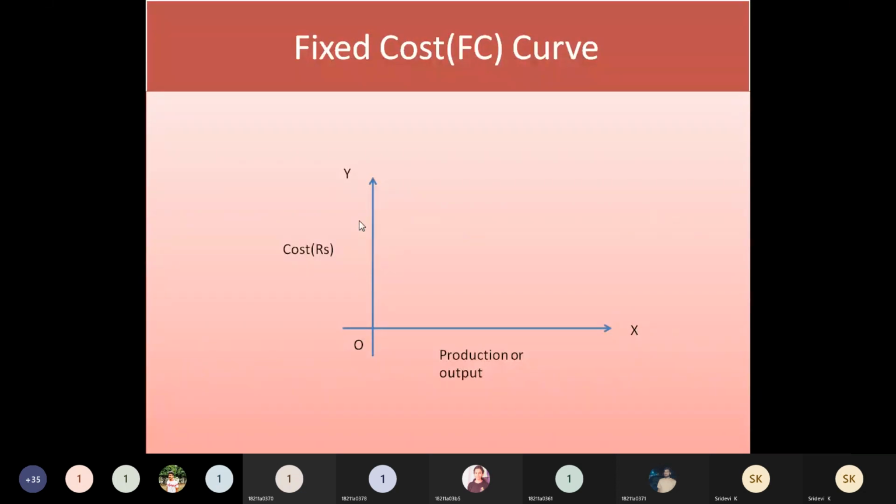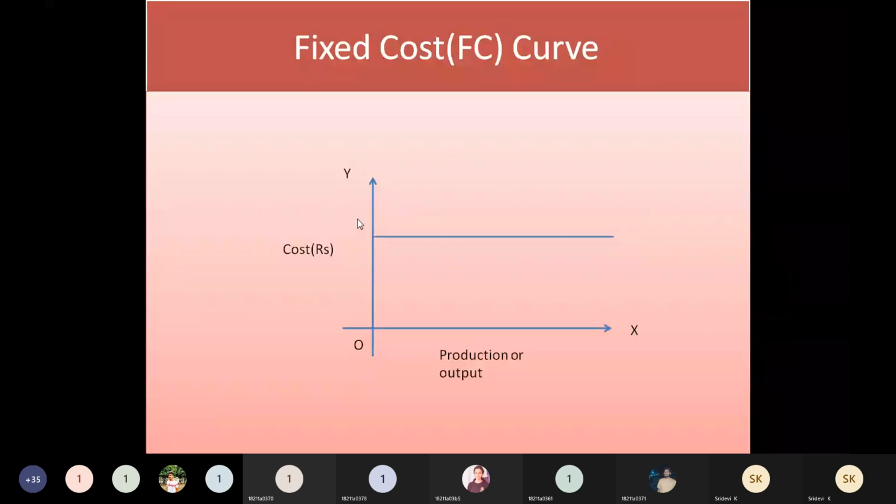Even demand, we show on the x-axis. Supply, we show on the x-axis. That is related with the output. Whatever the output is, that we show on the x-axis. Only the y-axis we are changing.